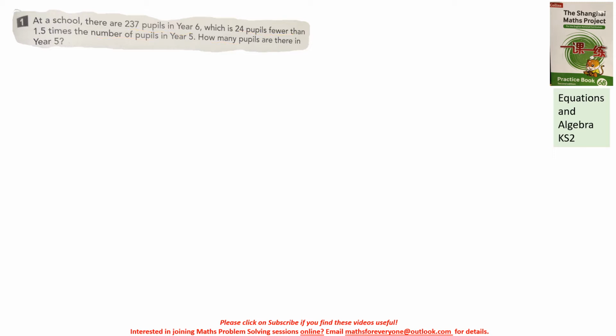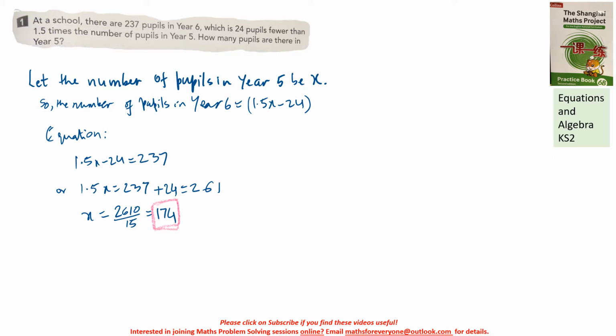So the number of pupils in year 5 is x. The number of pupils in year 6 will be 1.5 times the number of pupils minus 24. So what we get is 1.5x minus 24 equals 237, because the number of pupils in year 6 is 237. Solving for x, we get x equals 174. So the number of pupils in year 5 is 174.